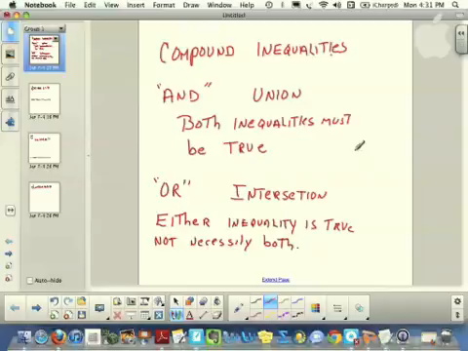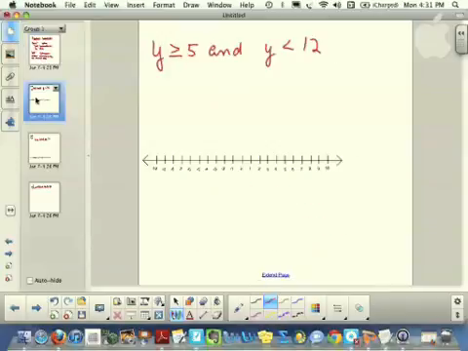They might be connected by the word or, which means either one of the inequalities could be true, but they don't necessarily both have to be true, and that's called an intersection. Let's take a look at some problems.